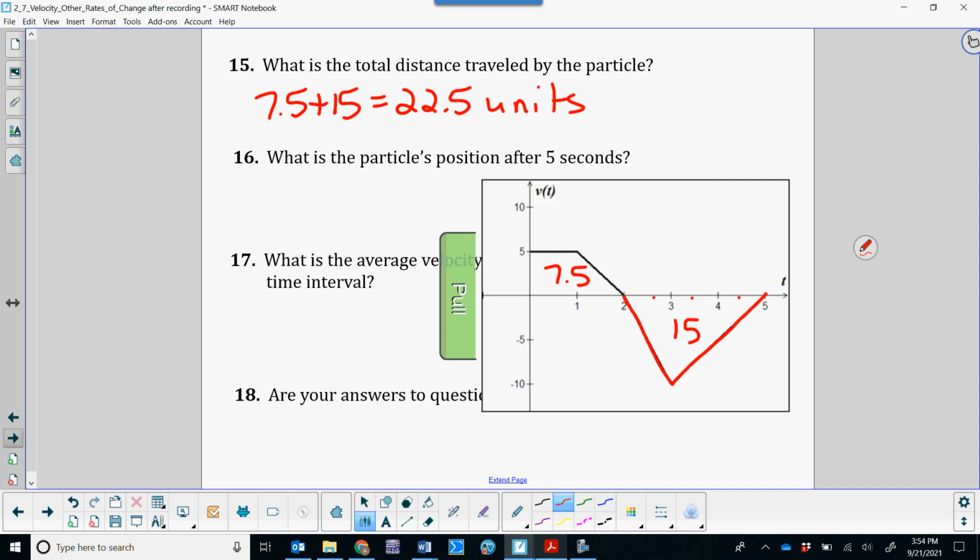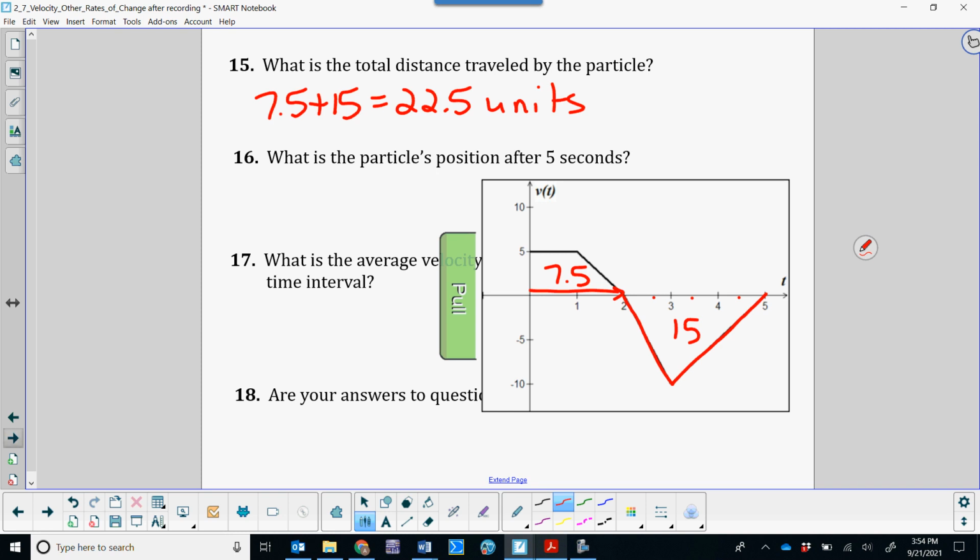Now, 16 says, what's the particle's position? So position is different. We go 7.5 to the right, and then we go 15 to the left. This one, 15 is negative, so we go to the left. So our displacement is going to be 7.5 units to the left.